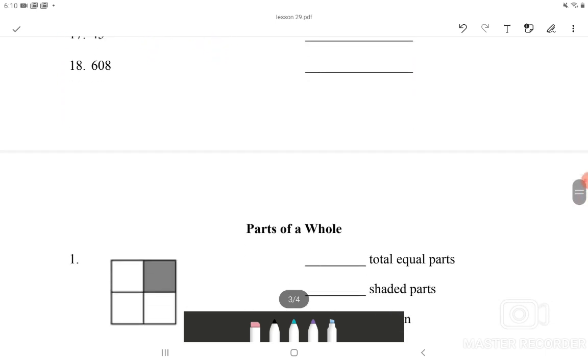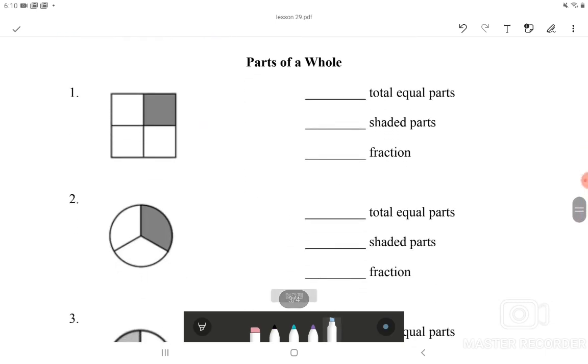Moving on to the next question. We have parts of whole. I'll be only doing number 1 for this section. And it first asks total equal parts. There are 1, 2, 3, 4 equal parts. So you would put 4 total equal parts. And then it asks shaded parts. There is only one shaded part right here. So we're going to put 1.